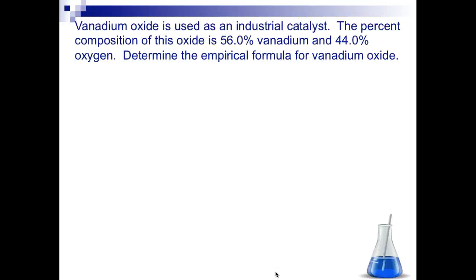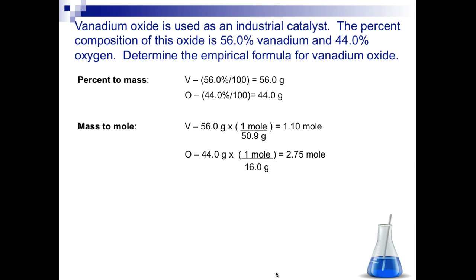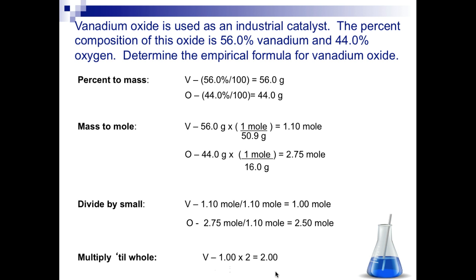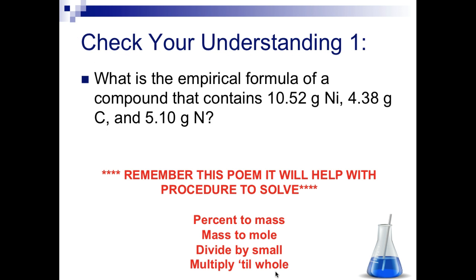Great, well, welcome back. We have vanadium oxide, which is used as an industrial catalyst. The percent composition of this oxide is 56% vanadium and 44% oxygen. Determine the empirical formula for vanadium oxide. So we have to go from percent to mass for both. We have to go from mass to mole for both. Divide by small. Multiply till whole. And our empirical formula will be V2O5. Try this, check your understanding on your own, and we're going to go over it in class tomorrow.